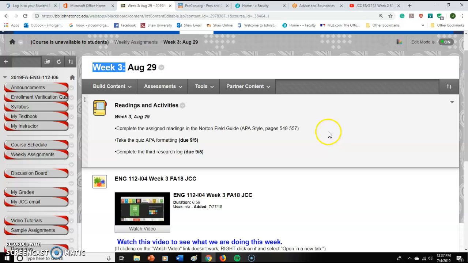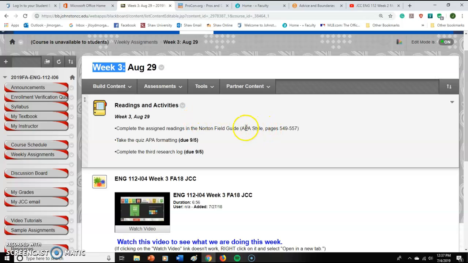All right, so what is going on this week? Well, we get to do all things APA. Woohoo! Some of you may be familiar with APA formatting, some of you may not so much. Well, we'll be focusing on learning about APA formatting, and we're going to help narrow down the topics that we're going to be focusing on this semester.